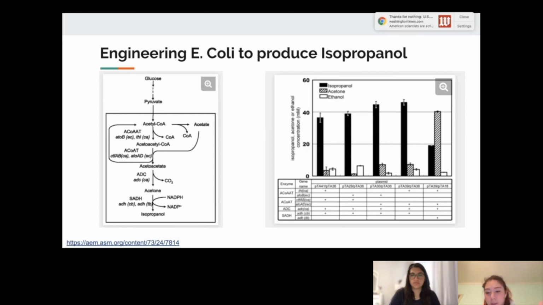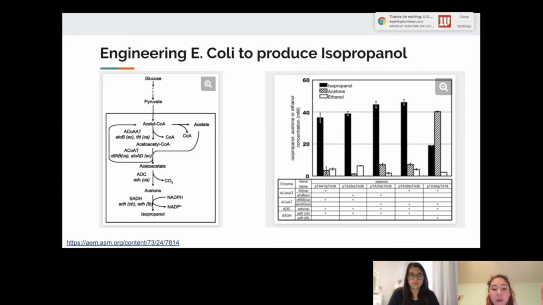in Clostridium A. As we move further down, we can read first that ATOD or ATOAD from E. coli was used for the second pathway. So instead of using the Clostridium A gene, we're using the natural E. coli gene for the step converting acetoacetyl-CoA into acetoacetate.